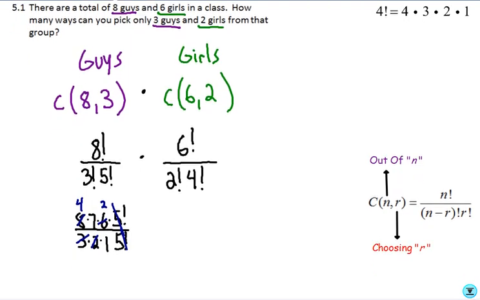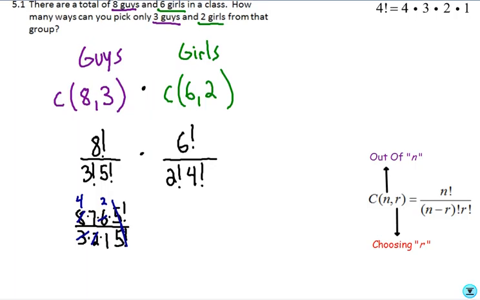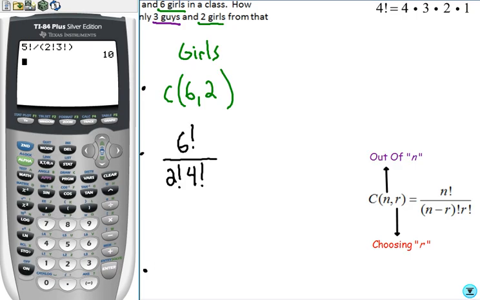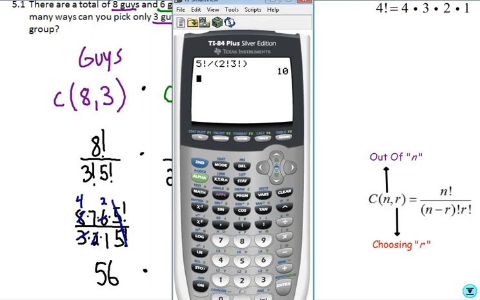Just going to scroll down here a little bit. So I'd get 56, which, by the way, if I put that into the calculator, if I didn't want to do all that by hand, I just would do 8 factorial divided by 3 factorial and 5 factorial. And you see that we get 56. So either way, you don't have to do it by hand, or you can do it in the calculator.